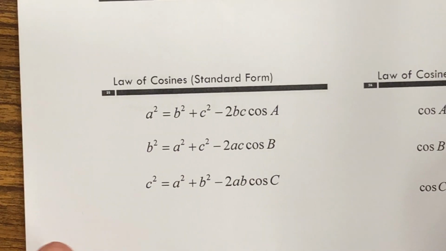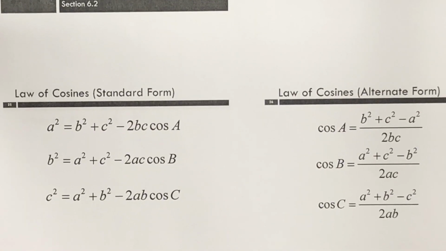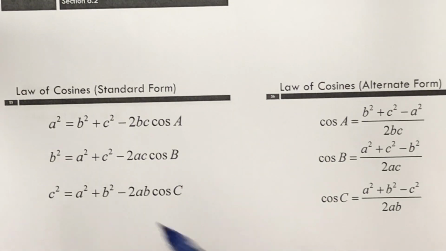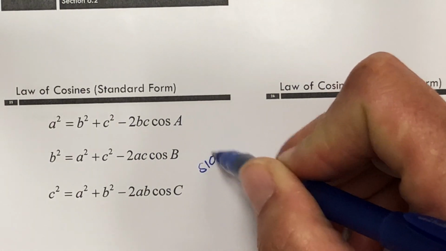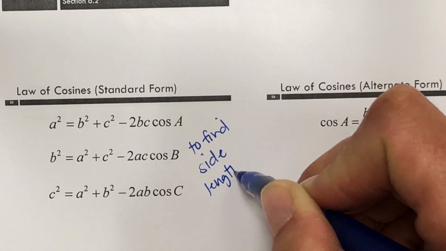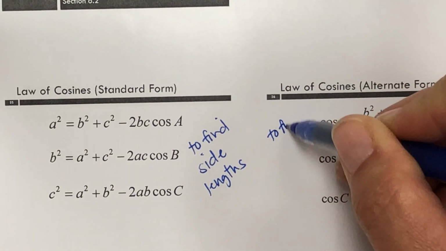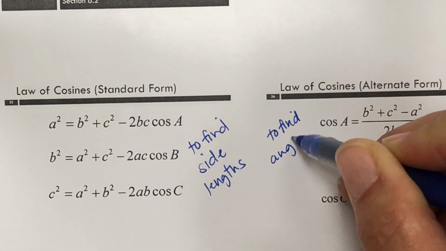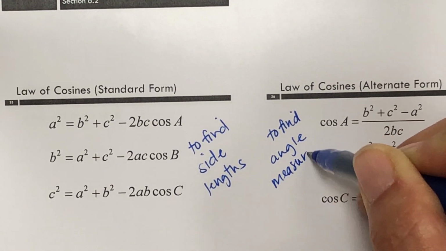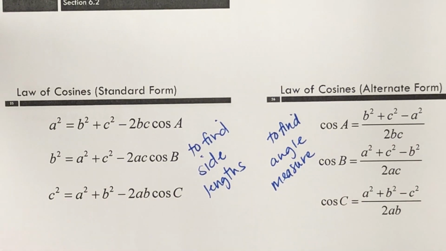So here is, well, let's see if I can get both of them on there. Here is the law of cosines in both forms. You're going to want to use this one over here when you're trying to find a side length. Let's write that, to find side lengths. So if you're looking for side A, side B, or side C, here it is. You're going to use this one over here to find angle measures. So just like with law of sines, there were two different versions. This one has two different versions, and it depends on which one you're trying to find.